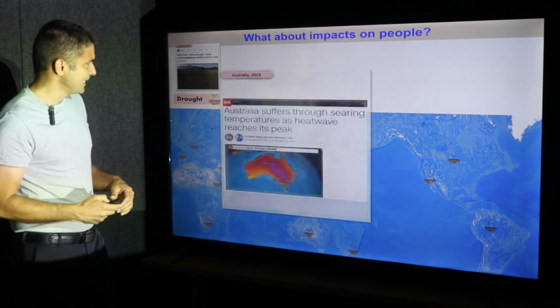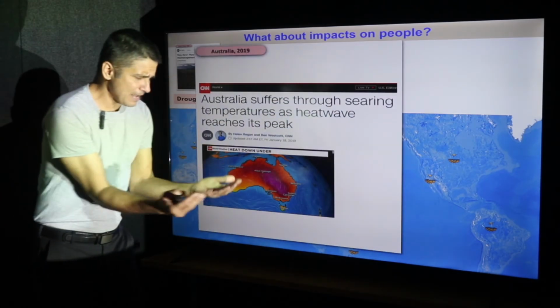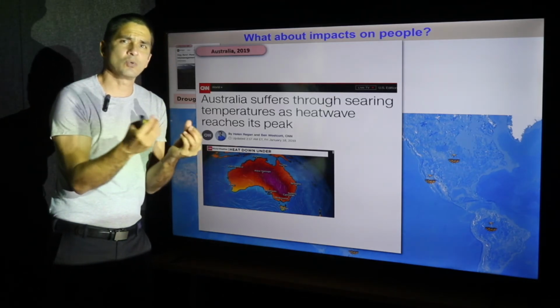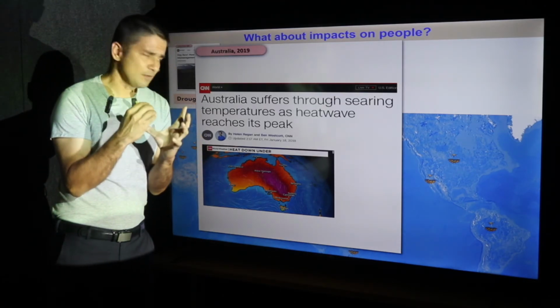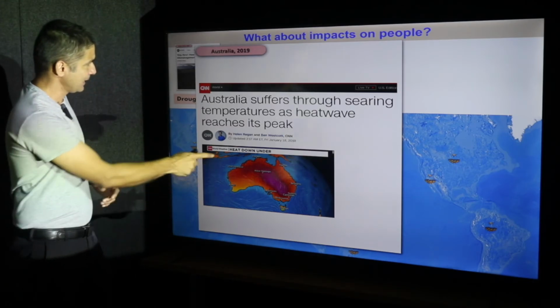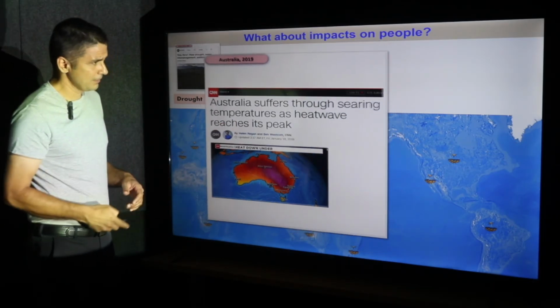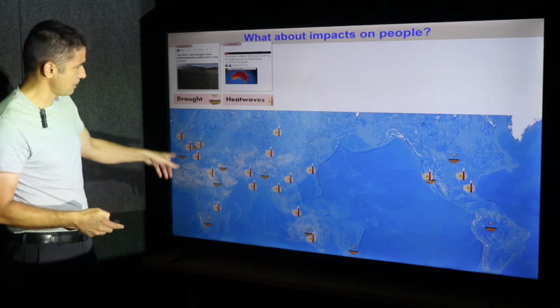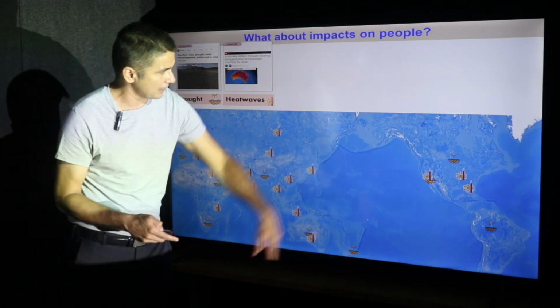Now, when there is not enough water in the soil to evaporate, the heat that comes from the sun has nowhere to go. As a result of this, you get what is called a heat wave. Here is just the headline of a heat wave, but these heat waves that have been related to climate change are found everywhere around the world. And here I point out some of the heat waves.